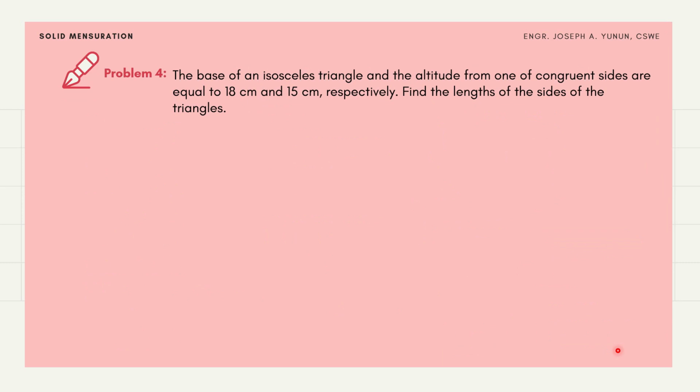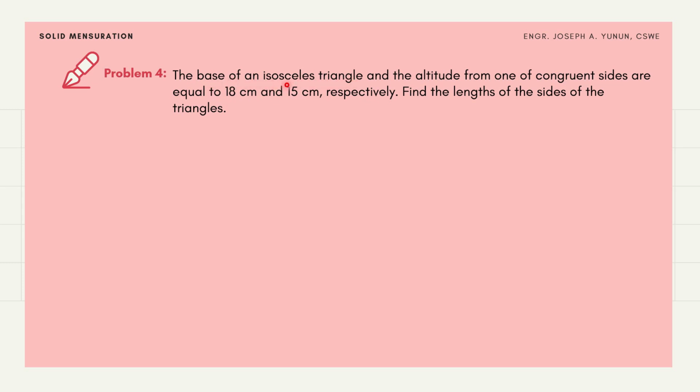Next problem is problem number 4. The base of an isosceles triangle and the altitude from one of the congruent sides are equal to 18 centimeters and 15 centimeters respectively. Find the lengths of the sides of the triangle. So the unknown is the lengths of the sides of the triangle. Based on the problem, if you didn't get the givens right away, you may need to read the problem again. So the base of an isosceles triangle.